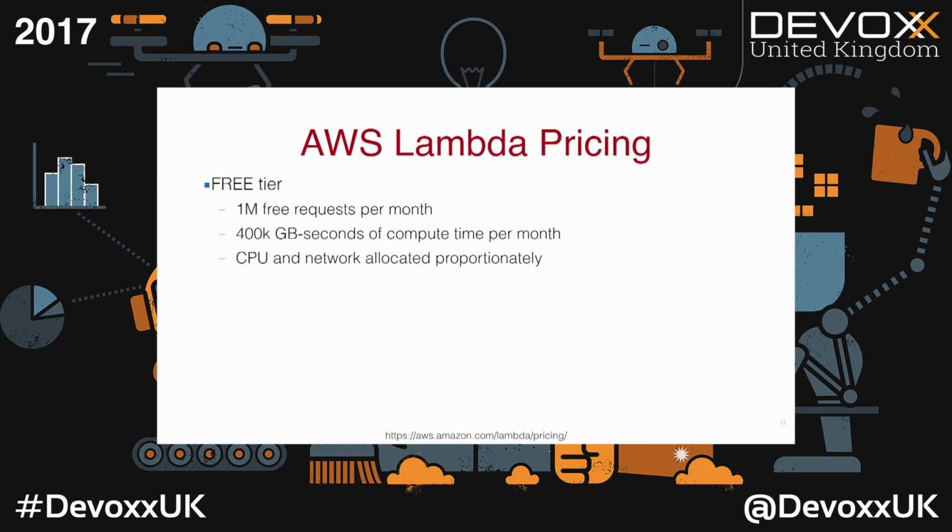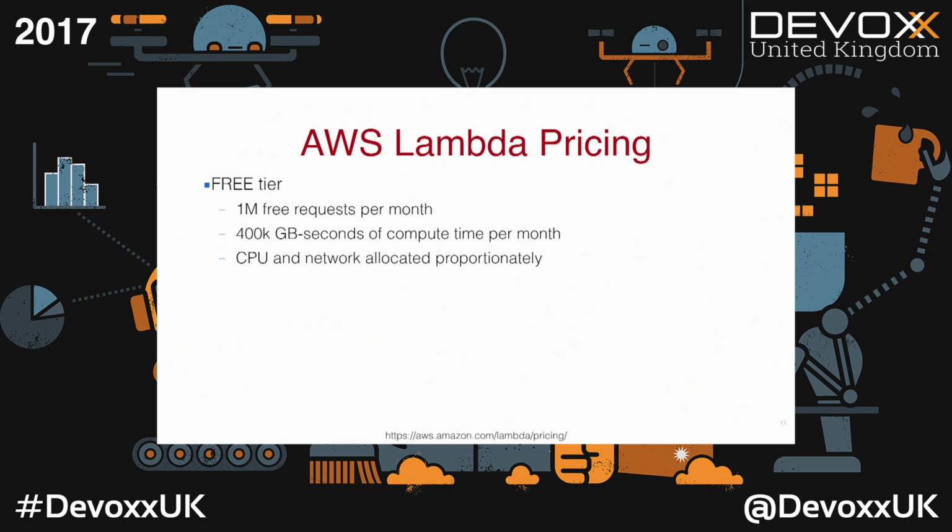And essentially, depending on how you calculate that 1 million requests, what you get is 400,000 gigabyte-seconds of compute time per month. And then depending upon whether I want 128 megabytes of memory, or I want 1 gigabyte of memory, accordingly your compute time is calculated.